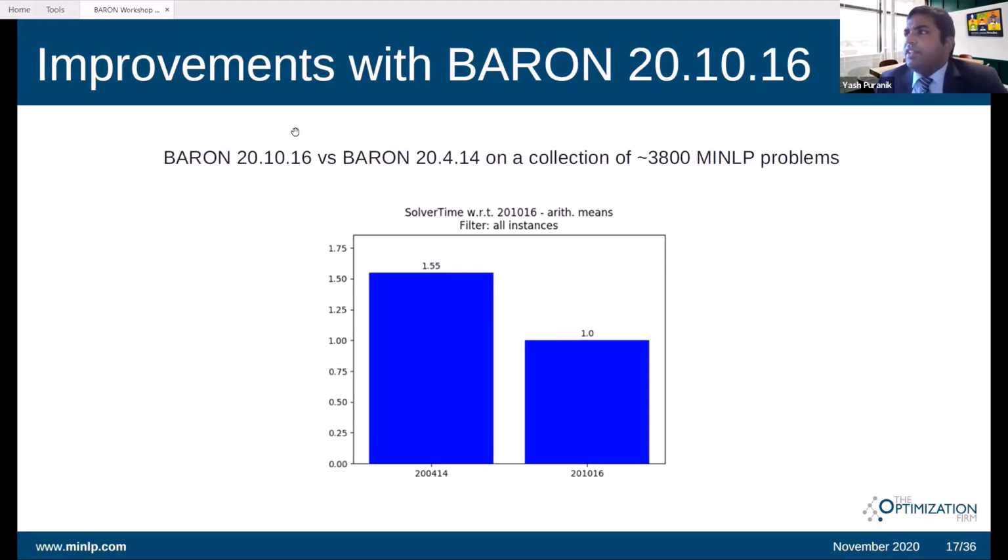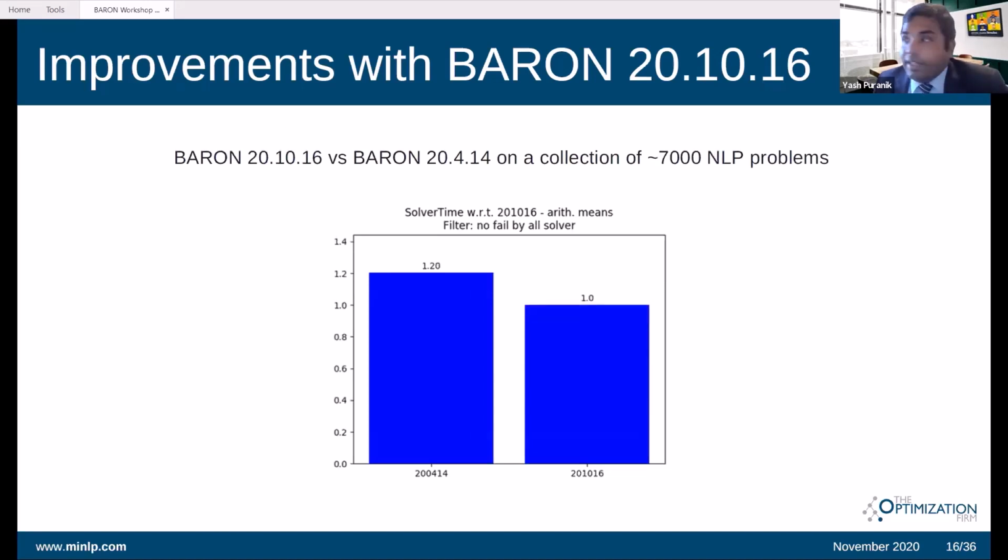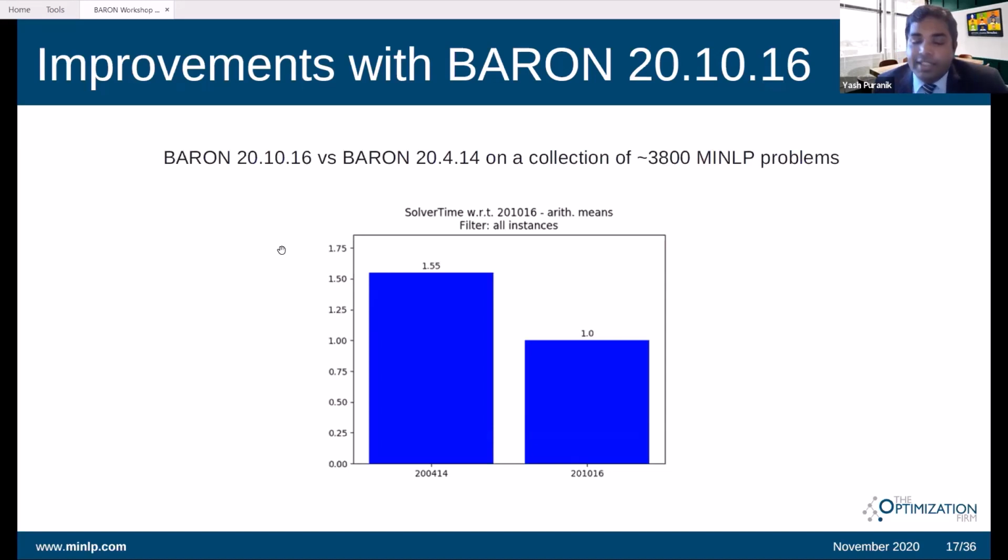The improvements on a standard test library of mixed integer nonlinear problems are slightly better. Again, I say this is an internal collection of 3,800 problems, but it's not really a private collection. It's a combination of a number of publicly available test libraries, such as MINLPLib, the IBM lib, and so on and so forth.